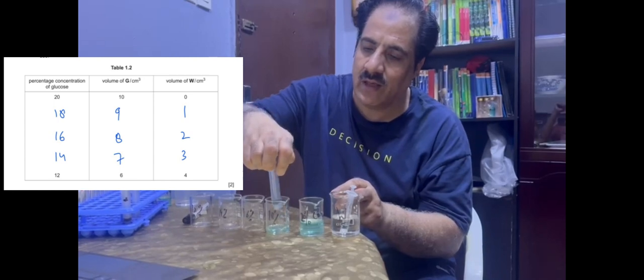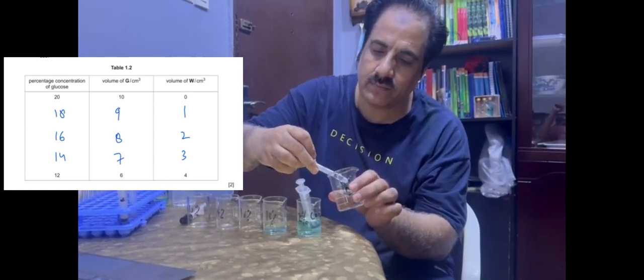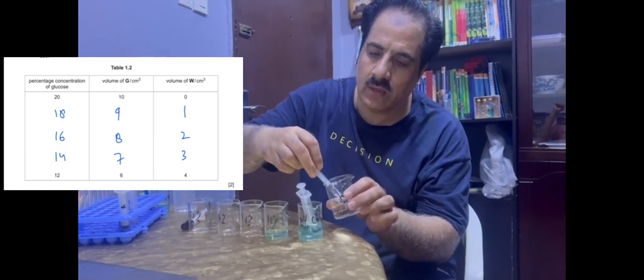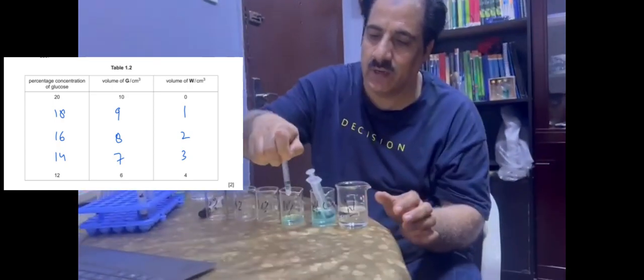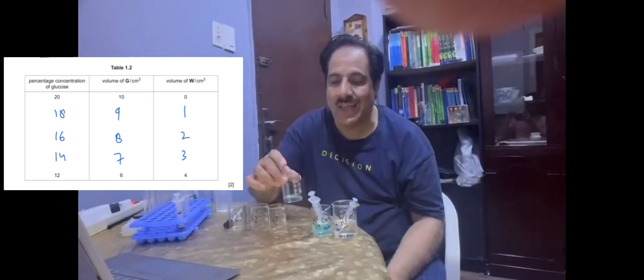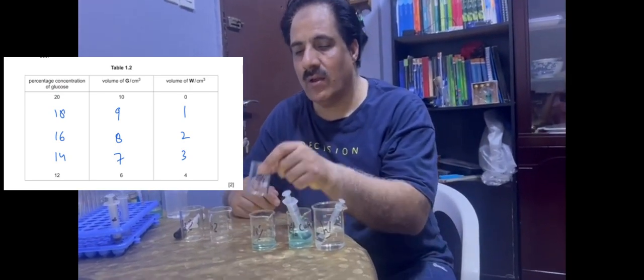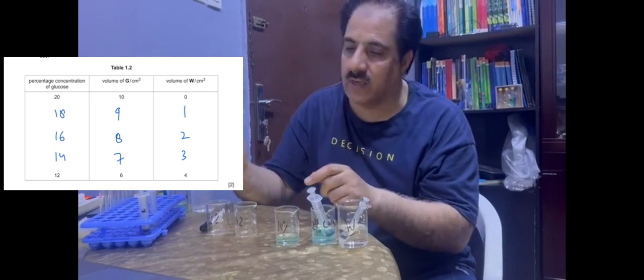and to this I will add 1 centimeter cube of water. This is 1 centimeter cube of water. So this solution is 9 centimeter cube of the 20% solution and 1 centimeter cube of water. Its concentration is 18%.